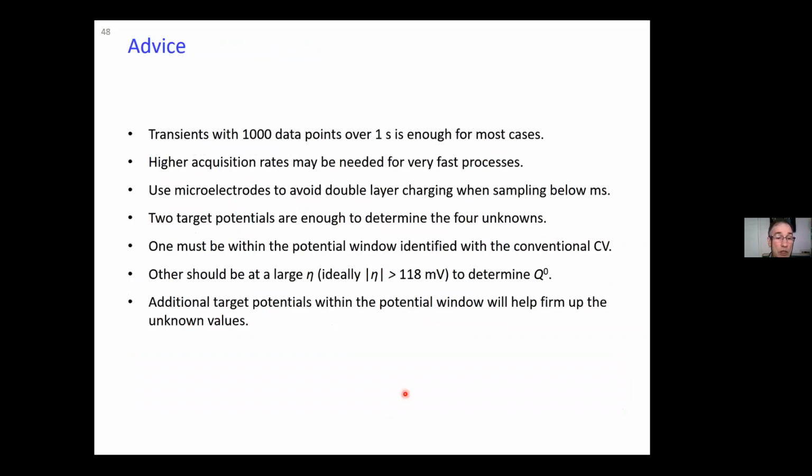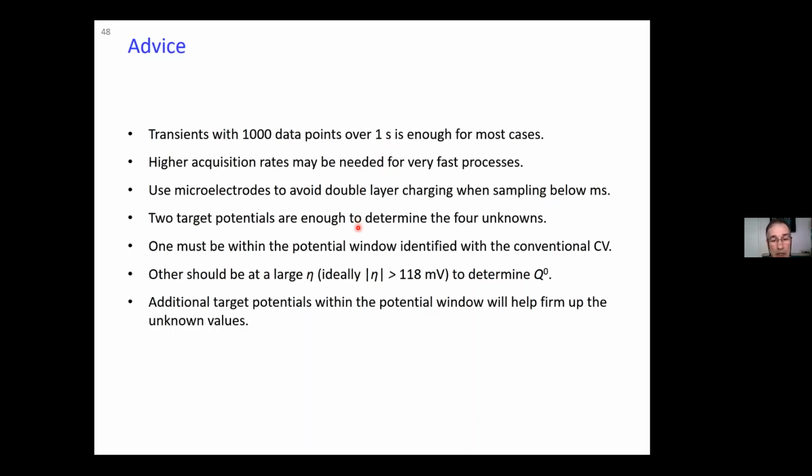Typically, for these studies, you would acquire 1,000 data points over 1 second. That's easily achievable with even very simple electrochemical workstations. But if you want to push, as I showed you before, using a very fast acquisition system and very stable potentiostat, like the PGSTAT30 with the fast acquisition card, then you can go down to microseconds. To look at the electron transfer processes for adsorbed species, you should really use microelectrodes to perform the chronoamperometry at very, very short times without having double layer distortion.